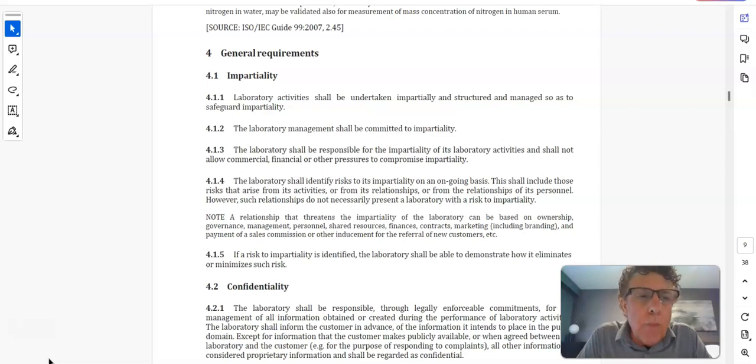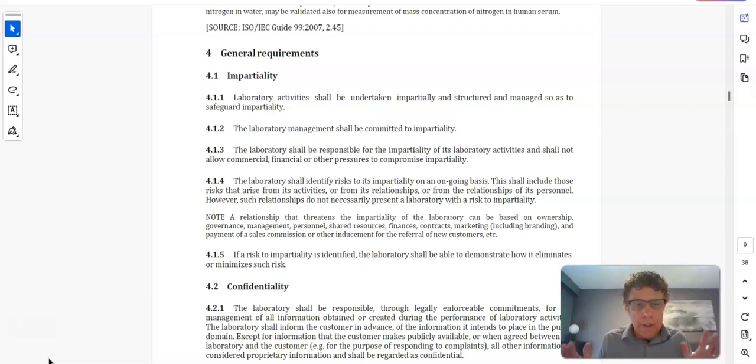So section 4.1.1 is a shall statement: the laboratory activities shall be undertaken impartially and structured and managed so as to safeguard impartiality. Section 4.1.2: the laboratory management shall be committed to impartiality. And 4.1.3: the laboratory shall be responsible for the impartiality of its laboratory activities and shall not allow commercial, financial, or other pressures to compromise impartiality.